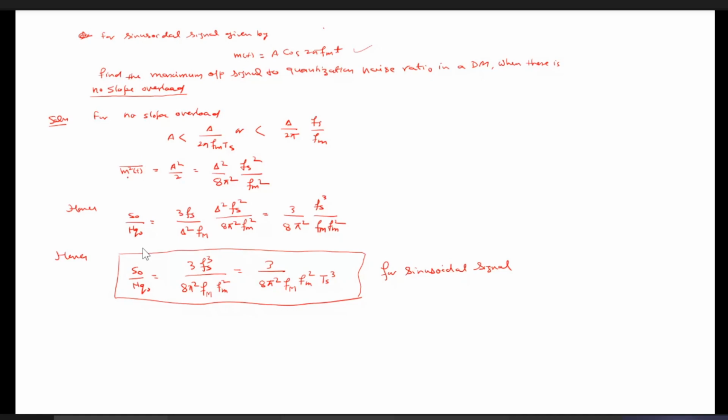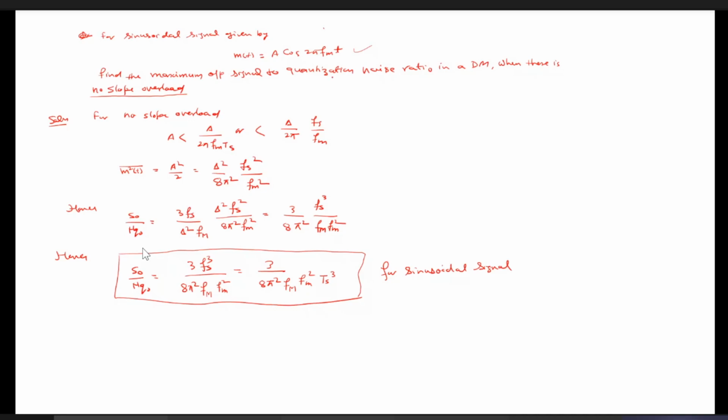So m bar square t. What is m bar square t? It is nothing but the mean square value of the message signal, and since this is a sinusoidal signal, it will come out to be A square by 2. Since A should be less than that, in the limiting case we can take A equals delta upon 2 pi fs by fm. Then it comes out to delta square by 8 pi square fs square by fm square. Because A is bounded, we are taking the maximum value of A, so we will get the maximum power.